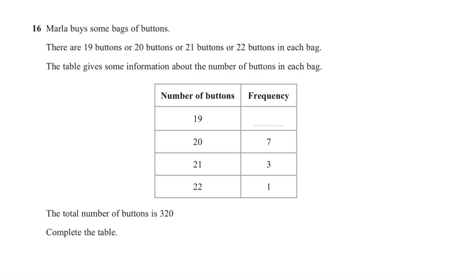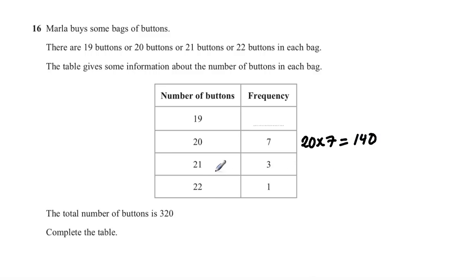Marla buys some bags of buttons. There are 19 buttons, or 20 buttons, or 21 buttons, or 22 buttons in each bag. The table gives some information about the number of buttons in each bag. The total number of buttons is 320. Complete the table. So by looking at the table, I know that 7 bags contain 20 buttons. I want to work out the total, so I'm going to multiply 20 by 7, which equals 140.